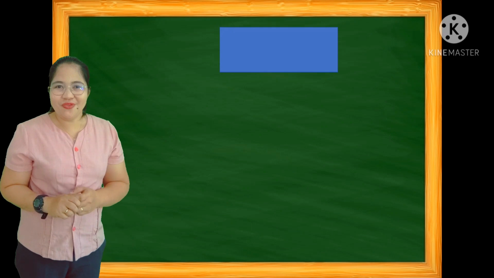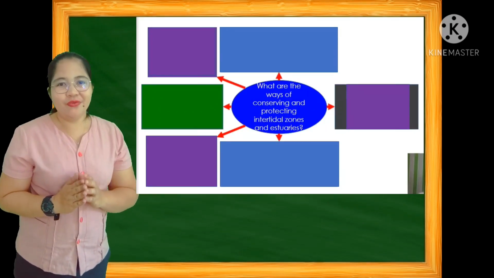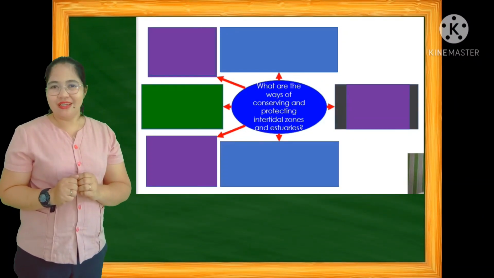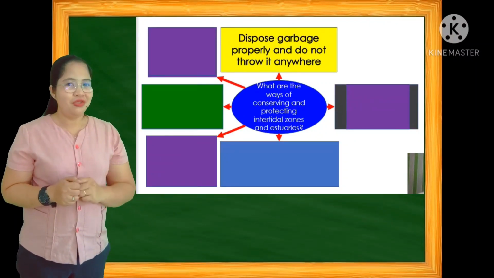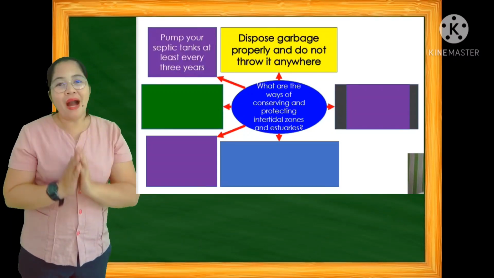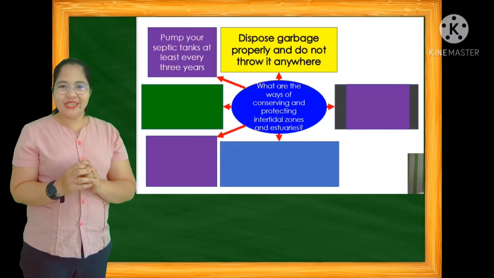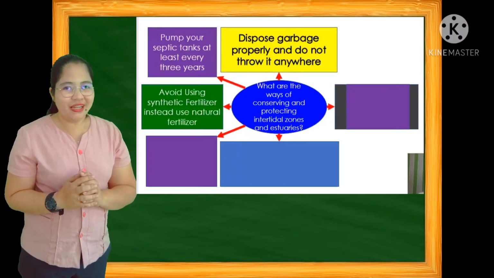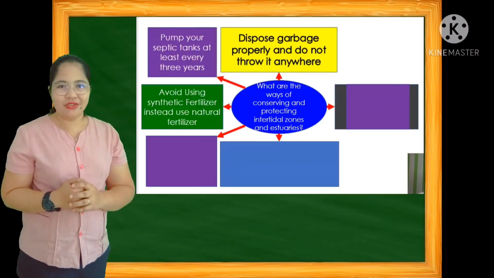So now, what are the ways of conserving and protecting estuaries and intertidal zones. First, dispose garbage properly and do not throw it anywhere. Next, pump your septic tanks at least every 3 years. Next, avoid synthetic fertilizer. Instead, use natural fertilizer.